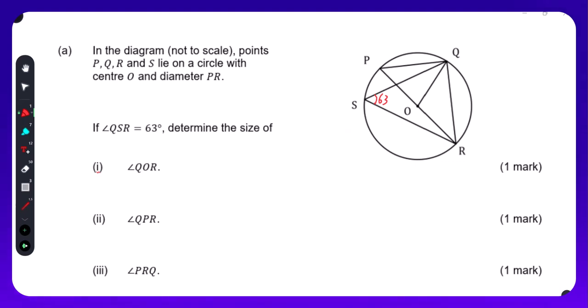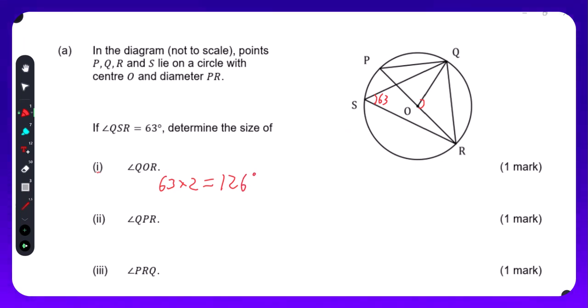For the first one, QOR, that's just at the center of the circle, and hopefully we can see our little arrow sort of shape here. So between QSR and O, and therefore QOR, that angle is going to be double what it is at the circumference, because the angle at the center is double the circumference. So 63 times 2 equals 126.